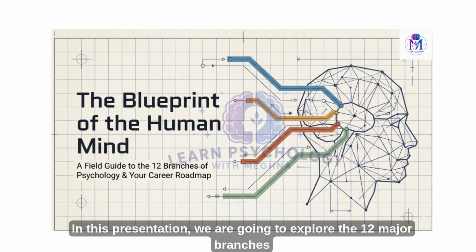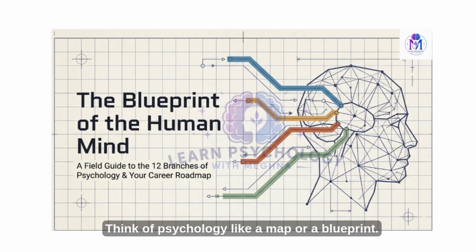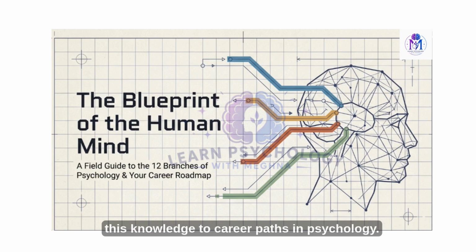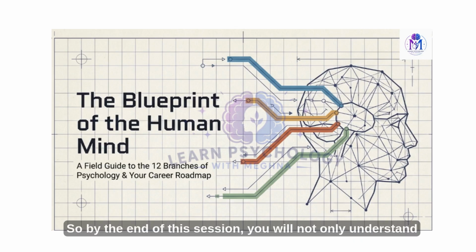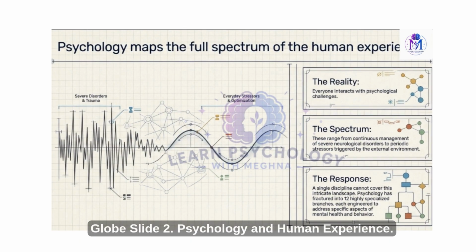In this presentation, we are going to explore the 12 major branches of psychology and understand how each one contributes to understanding human behavior. Think of psychology like a map or a blueprint. Just like a building needs structure, the human mind also has different layers, systems, and functions. And today, we are not just learning theory, we are also connecting this knowledge to career paths in psychology. So by the end of this session, you will not only understand psychology better but also know where you can fit in this field.